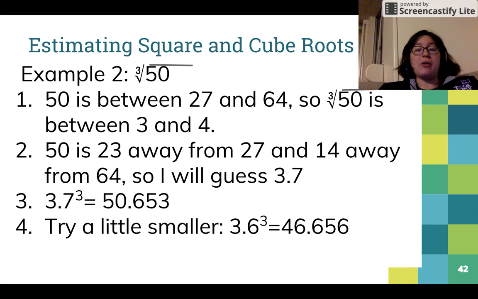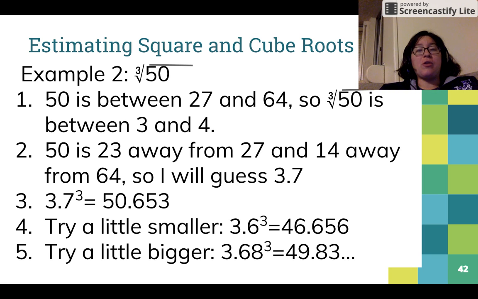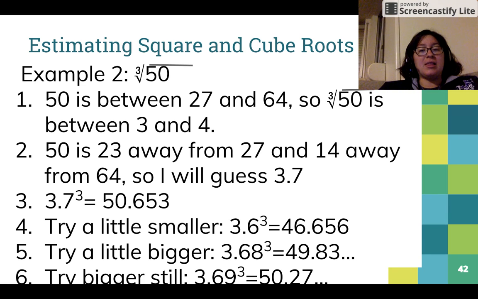So let's try something smaller, 3.6. We'll get 46.656. Well, 3.7 was a lot closer. So let's go with almost 3.7 at 3.68. We'll get 49.83, and there are more decimal places there. A little bit bigger, 3.69 cubed is 50.27. So it's somewhere in between 3.68 and 3.69.